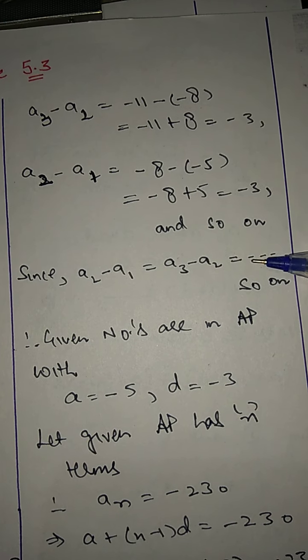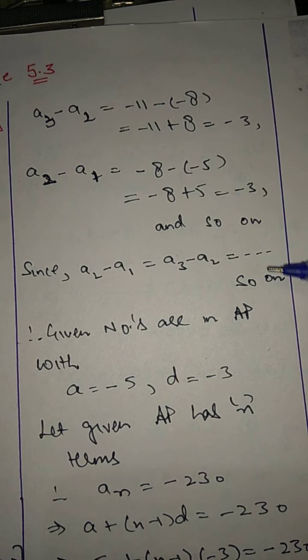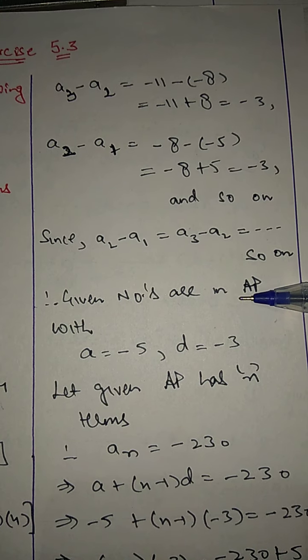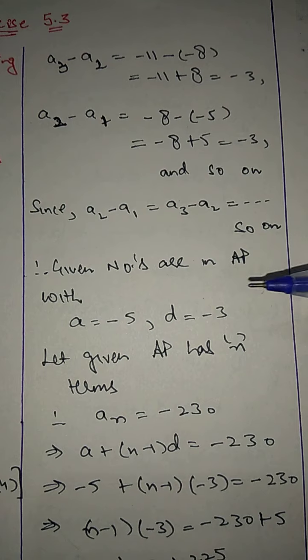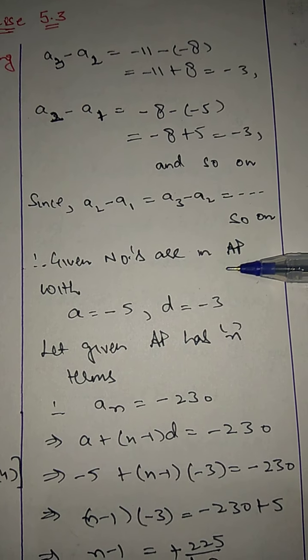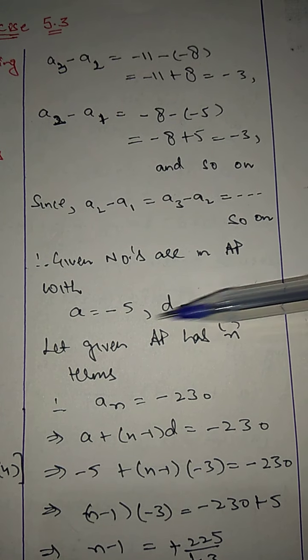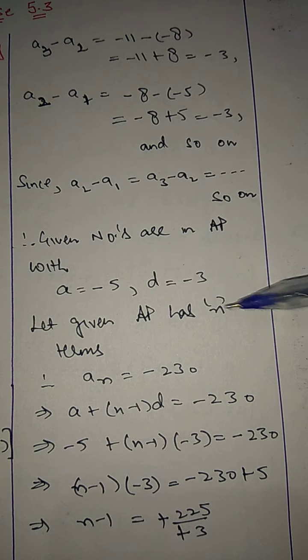And so on. Since a2 minus a1 is equal to a3 minus a2 and so on, it means the differences are the same. So the given numbers are in AP, because we know that an AP is a series of numbers in which the difference between two consecutive terms is always the same. In this AP, the first term is minus 5 and the difference is minus 3.